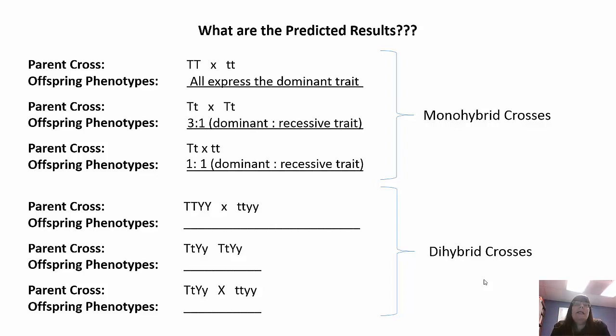So if we do dihybrids now, pure breeding, double homozygous dominant, double homozygous recessive, what are we going to get? They're all going to express both dominant alleles because all of the offspring are going to be heterozygous for both alleles. Now, if we cross 2 heterozygotes, what's the offspring phenotype? Nine to 3 to 3 to 1. And if we cross a heterozygote for both times the double recessive, what are we going to get? One to 1 to 1 to 1. And again, just like with the monohybrids, if you're in doubt, do the Punnett square, or rectangle, I should say, for dihybrids.